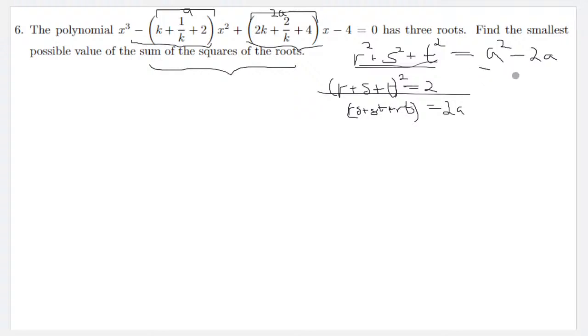Okay, well, what does that mean? We want to minimize this. When is a squared minus 2a minimized? Well, this is a parabola, and a parabola that opens upwards must have a minimum somewhere. And in fact, we can factorize it, or however you wish, to find that that minimum occurs when a equals 1. So when a equals 1, this is minimized, and it has a minimum value of minus 1.